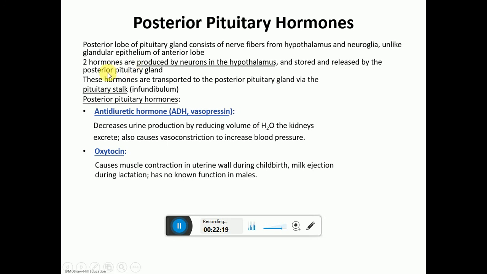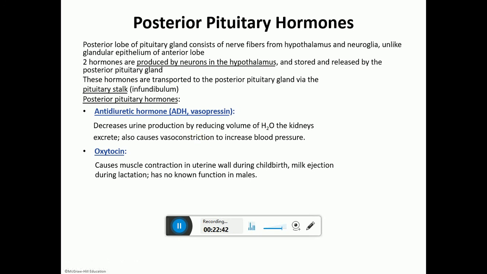They reach the posterior pituitary through the pituitary stalk or the infundibulum, and those are antidiuretic hormone and oxytocin. So antidiuretic hormone is kind of telling you what it does for a living. It is antidiuretic, so it decreases the amount of urine you're making. It concentrates the urine, and also causes vasoconstriction in order to increase blood pressure.